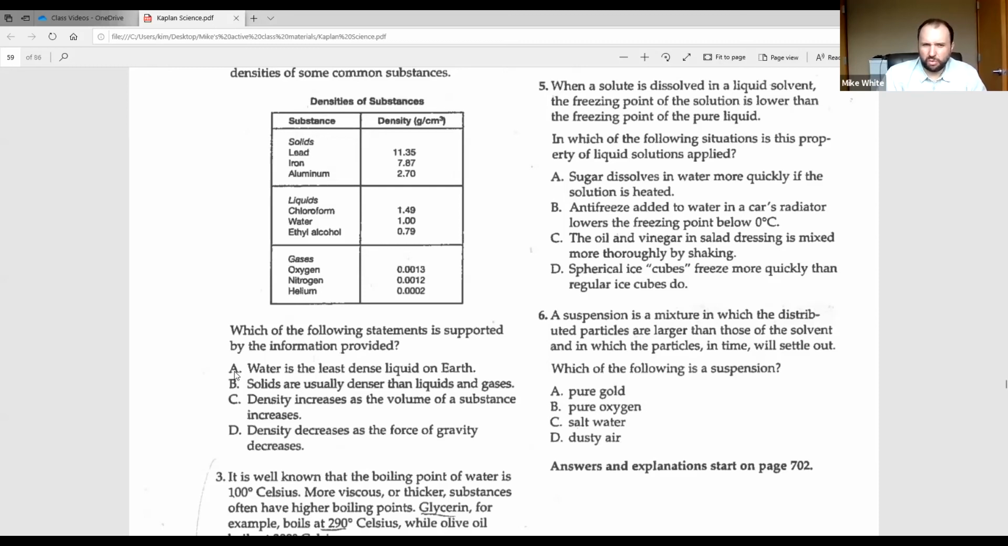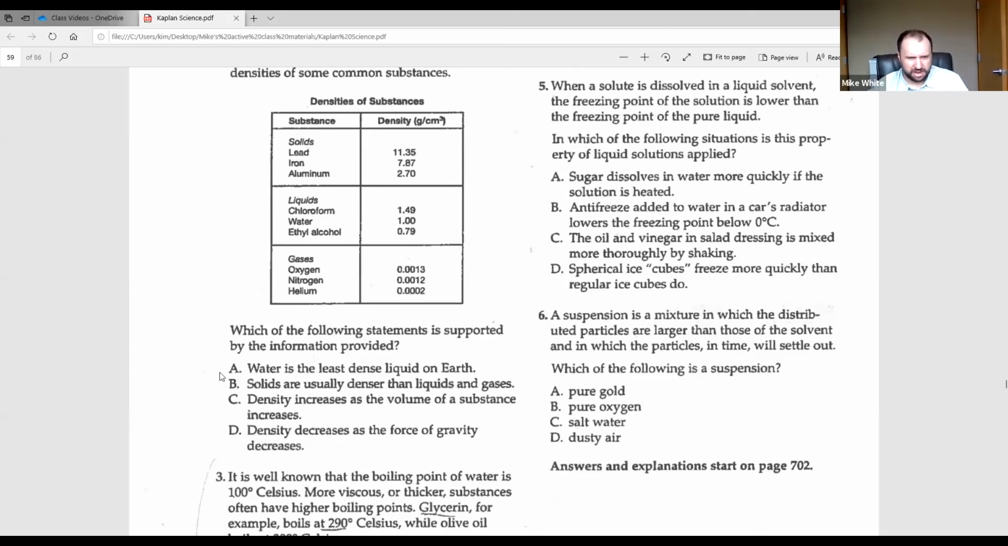So again, we're just looking for what statement we can say is probably true based on the information that they have given us, right? So let's just run through them real quick. A, water is the least dense liquid on Earth. Well, we know it's not, because we can look on this chart and we know ethyl alcohol is less dense than water, right? So that's not true.